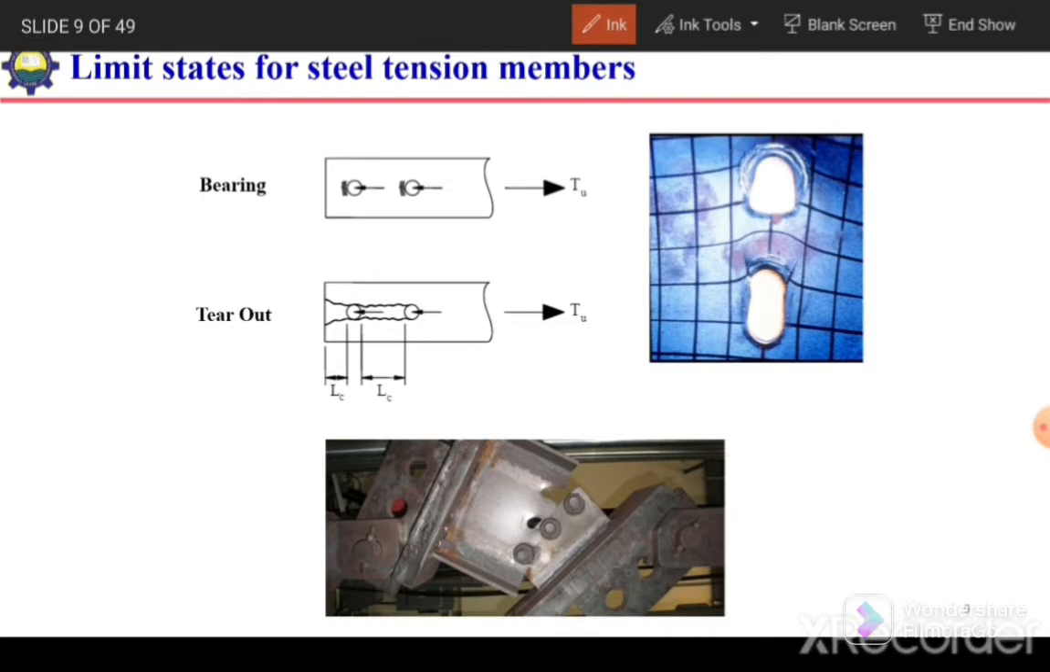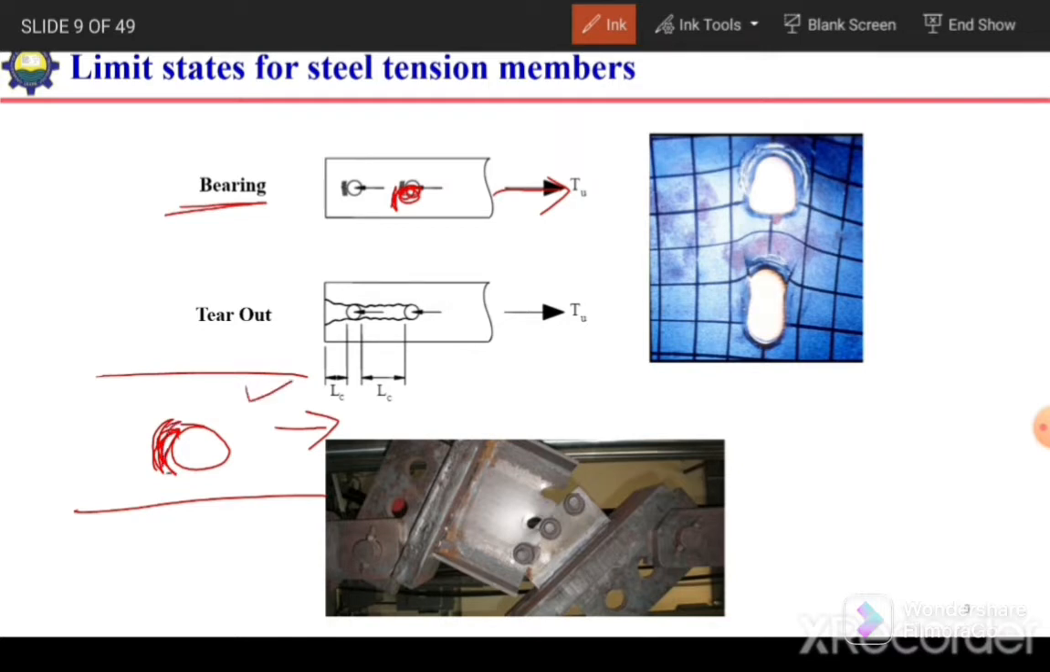Okay, next limit state or failure mode is bearing failure. If we apply a load on this bar or plate and the bolt is present over here, the area of this plate which is in contact with the bolt will come under compression. So here we have a bolt, for example. The area just adjacent to that will come under compression if the tension load is in this direction. And because of this compression load, the material can yield.